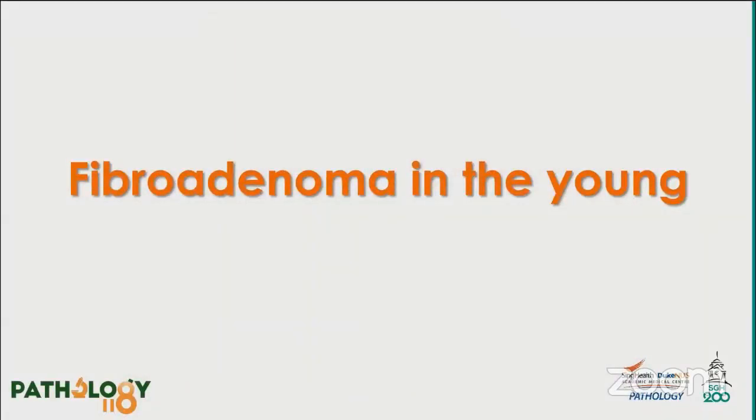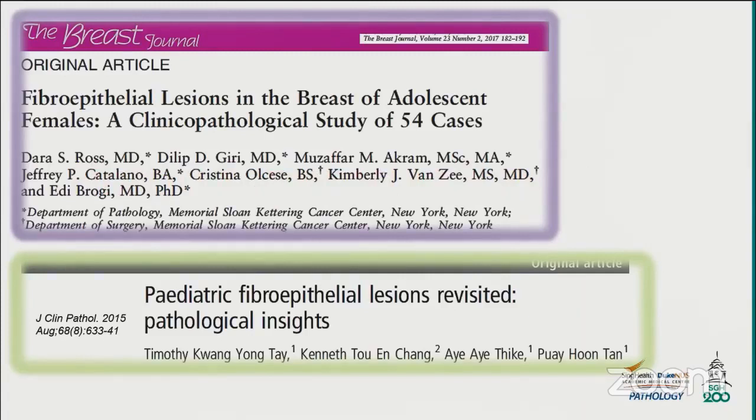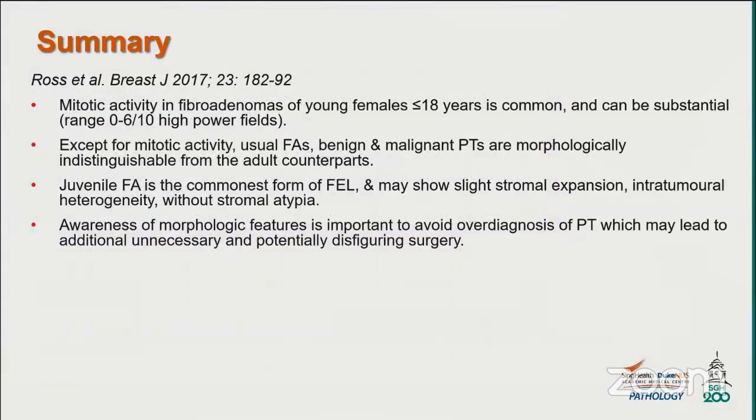What about fibroadenomas in the young? These are two key papers that have evaluated this group of tumors with 34 fibroadenomas from the Memorial Sloan Kettering Cancer Center study and 62 fibroadenomas from our own group. Key findings were that mitotic activity in fibroadenomas of young females 18 years or less in age can be substantial and range up to 6 per 10 high power fields. And except for mitotic activity, usual fibroadenomas, benign and malignant phyllodes tumors are morphologically indistinguishable from the adult counterparts.